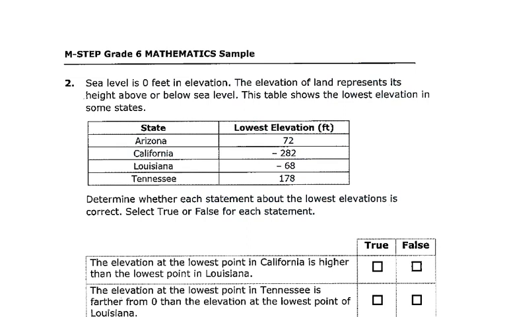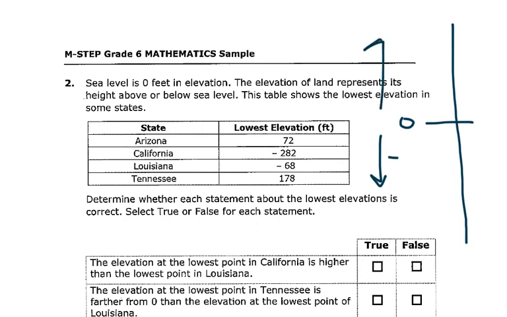Number 2. Sea level is 0 feet in elevation. You guys already knew that. The elevation of land represents the height above or below sea level. This table shows the lowest elevation in some states. Now remember, this is just like a positive or a negative number line. So you have there's your 0, right? Everything down here is going to be negative. Everything up here is going to be positive. It's just like a regular number line.